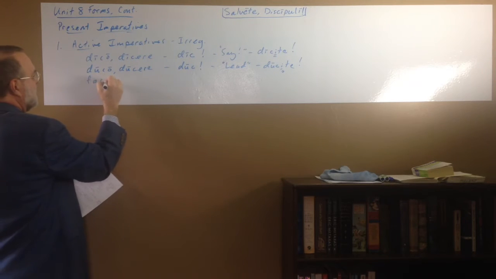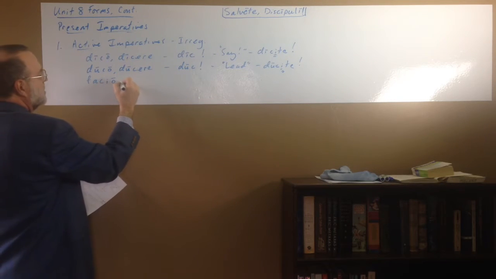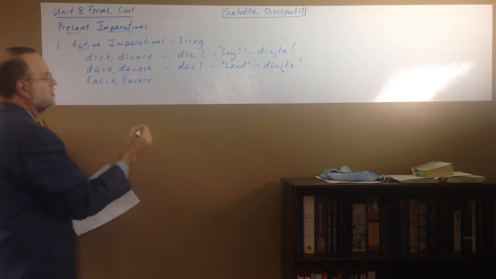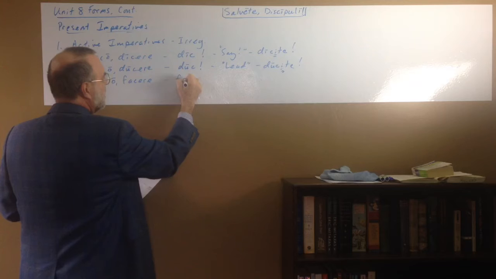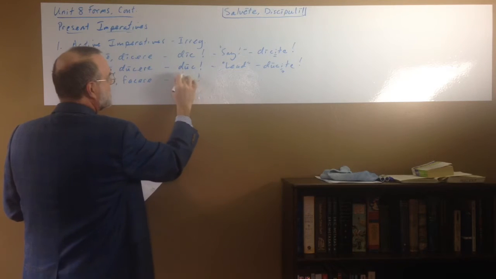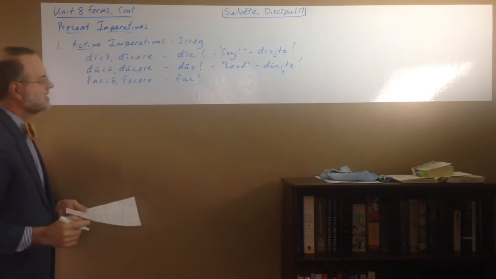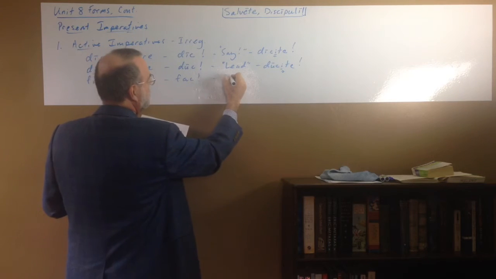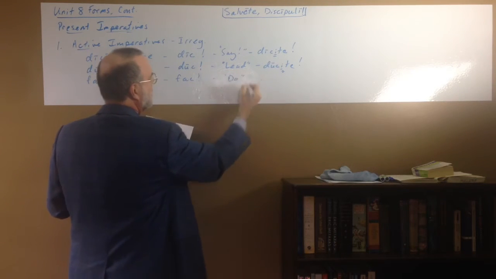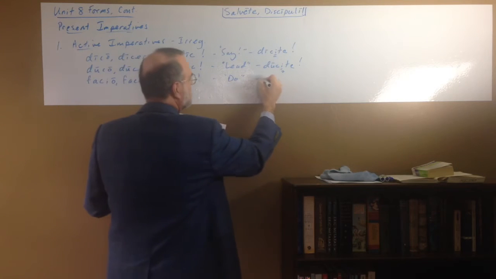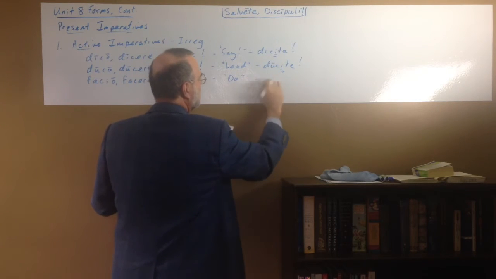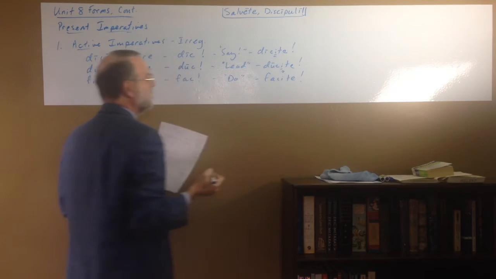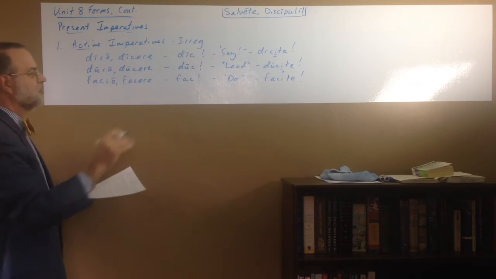Two more verbs to go. Facio, facere. Third conjugation, do or make. Okay. It's a short A. Its form is three letters long, just like the others. So fac, do, make. Okay. Its plural form is going to look a little more regular. Facite. Okay. You plural, do or make.